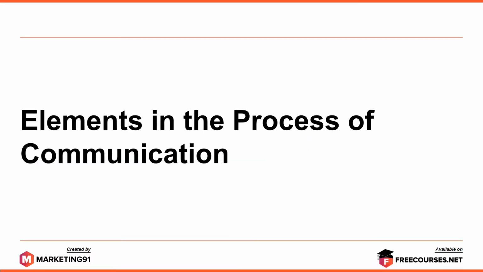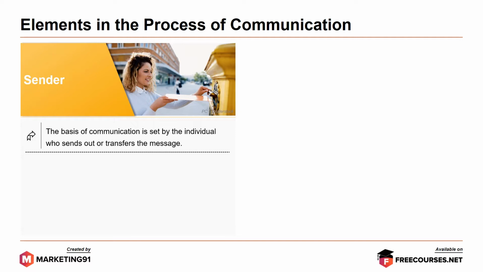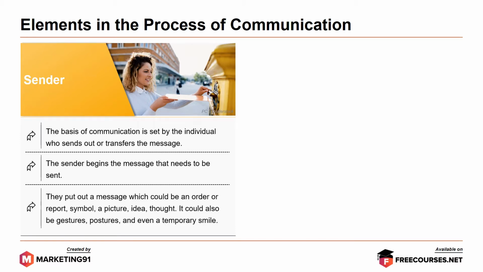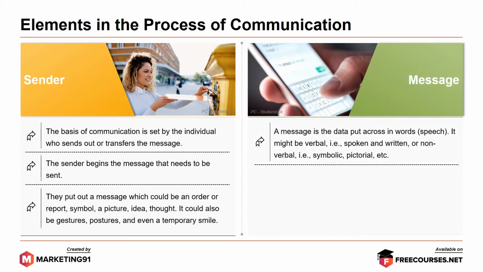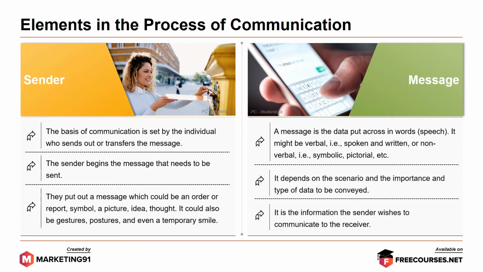Moving on to the next one, elements in the process of communication. First, the sender. The basis of communication is set by the individual who sends out or transfers the message. The sender begins the message that needs to be sent. They put out a message which could be an order or report, symbol, a picture, idea, or a thought. It could also be gestures, postures, and even a temporary smile. Next, message. A message is the data put across in words. It might be verbal, that is spoken and written, or non-verbal, that is symbolic, pictorial, etc. It depends on the scenario and the importance and type of data to be conveyed. It is the information the sender wishes to communicate to the receiver.